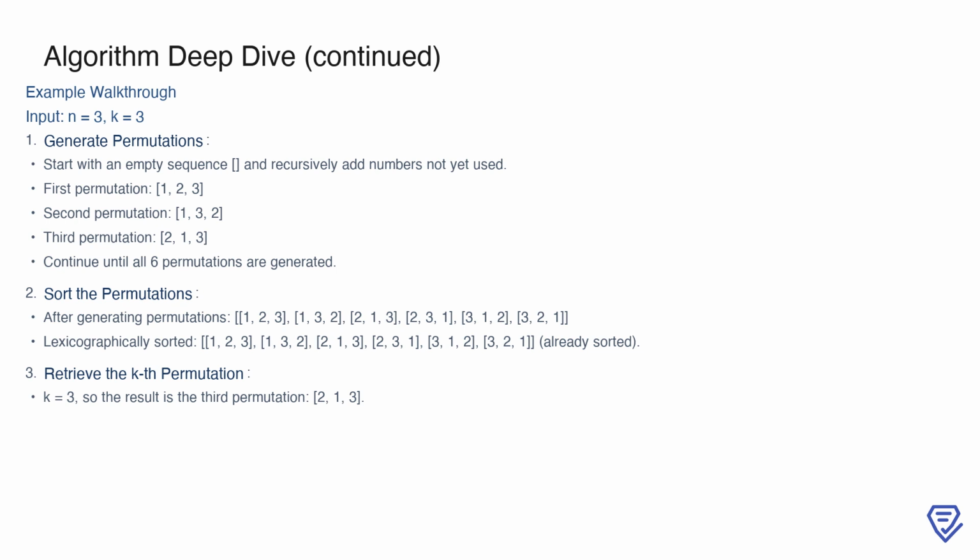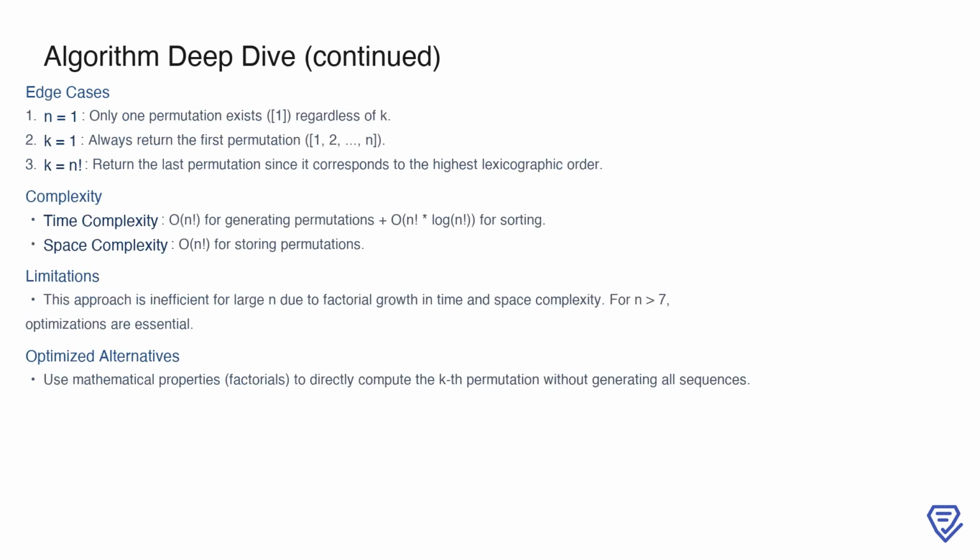This demonstrates how the brute force method works step by step to find the kth permutation. In certain edge cases, this approach remains straightforward. For instance, if n equals 1, there is only one possible permutation, 1, regardless of the value of k. Similarly, if k equals 1, the result will always be the first permutation, which is 1, 2, ... n. On the other hand, if k equals n factorial, the result corresponds to the last permutation in lexicographic order.